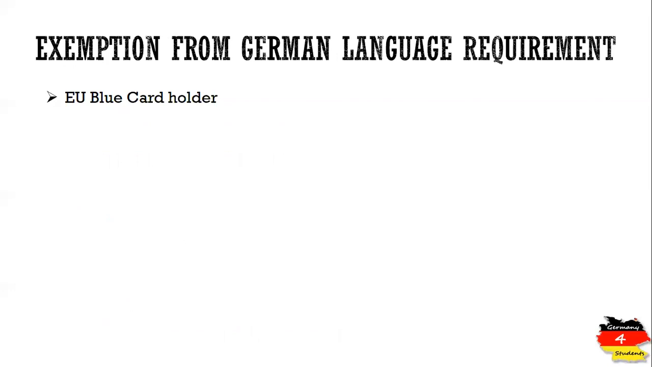If the person who is living in Germany has an EU blue card, or is a holder of an EU blue card, then the spouse who is back home, she or he, does not require the German language certificate of A1, so you can directly apply without this requirement.